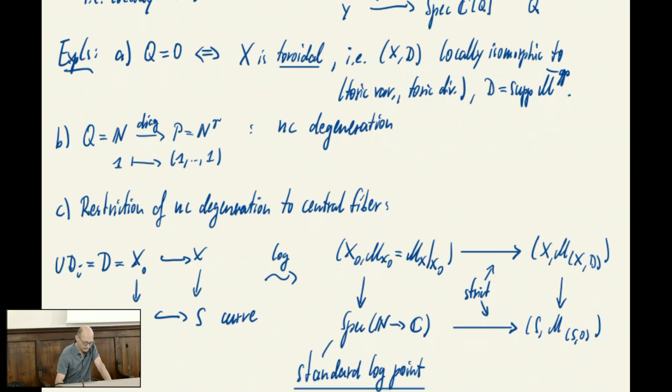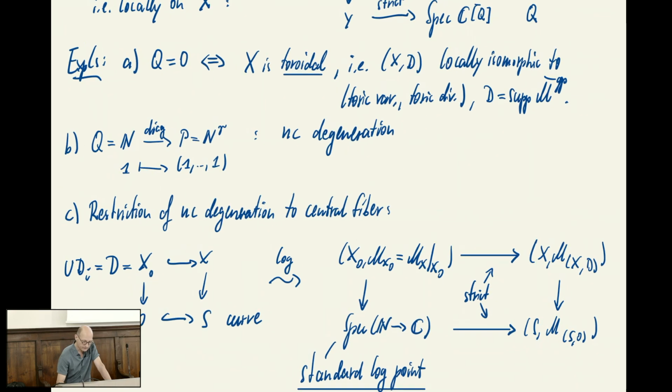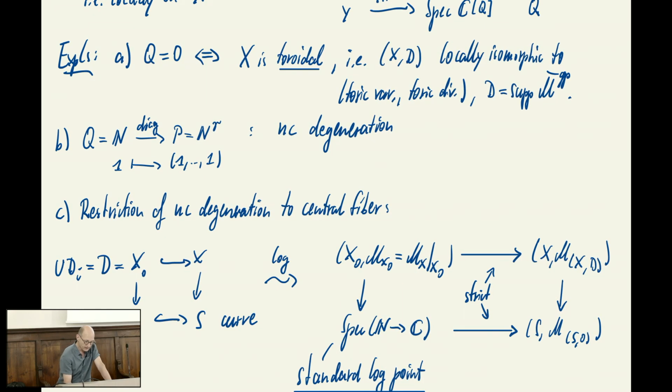And then the coolest thing of this is, now you can restrict the whole stuff. Let's say you have a normal crossing degeneration. So logarithmically it looks like this. You can restrict it to the central fiber. Now the central fiber of a normal crossing degeneration is a union of smooth varieties that meet in normal crossings divisors, but it's reducible.